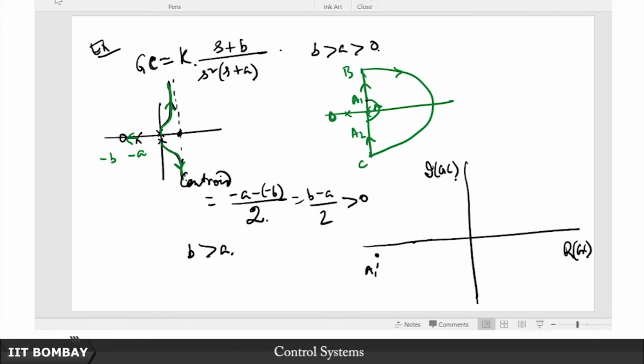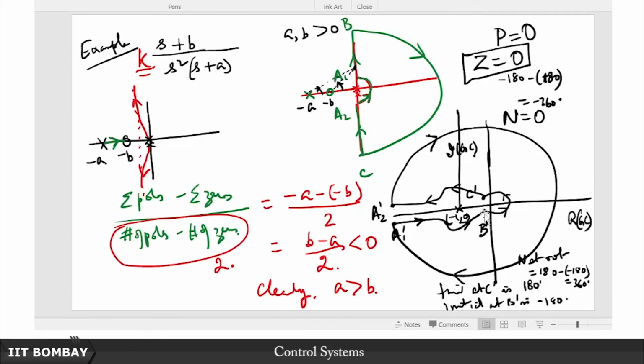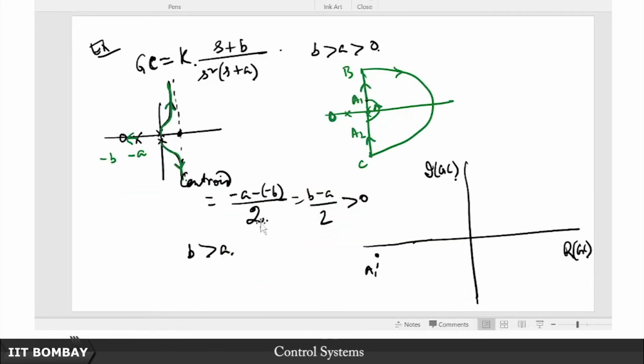Therefore, we can actually draw the map of this point B in the same place like we drew here, which was this. So let me draw that. This is going to be our B prime here.